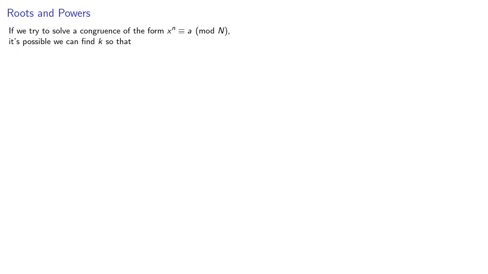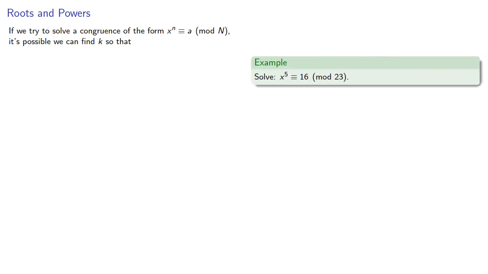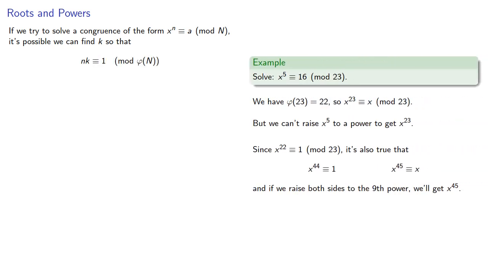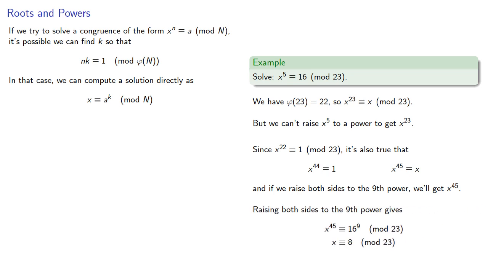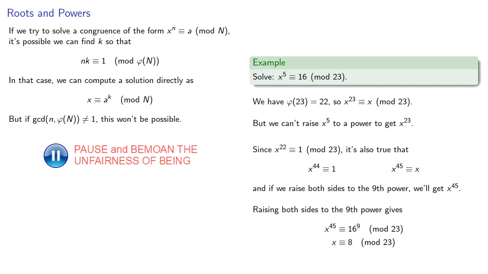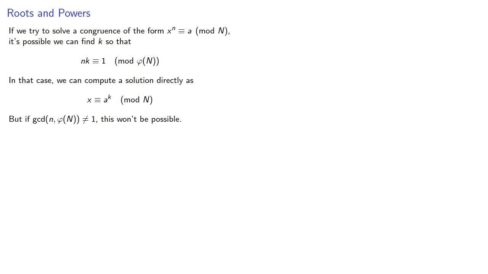If we try to solve a congruence of the form x^n congruent to a mod n, it's possible we can find a k so that nk is congruent to 1 mod phi of n. In that case, we can compute a solution directly as x congruent to a^k. But if the greatest common divisor of our exponent and phi of n isn't 1, this won't be possible. We could use trial and error, but can we make our trial and error easier?